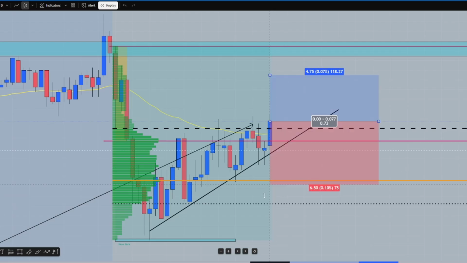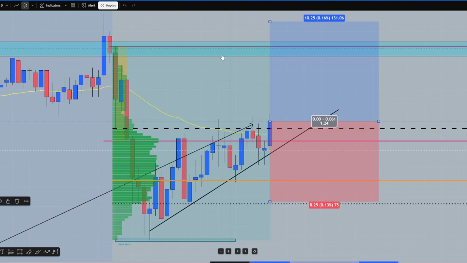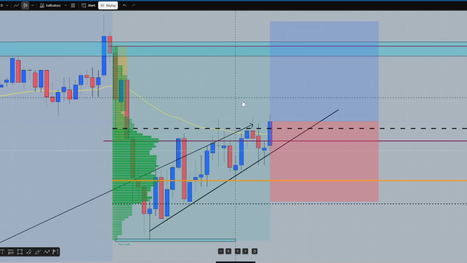Enter there. Put my stops a few points below point of control, just in case it comes back to test it. And I'm only shooting for like 10 points. Although I had this crazy zone right here, I only shot for 10 points. So I entered this trade because of multiple things.